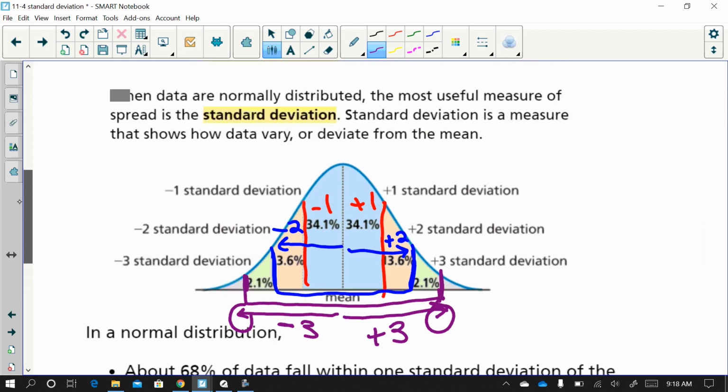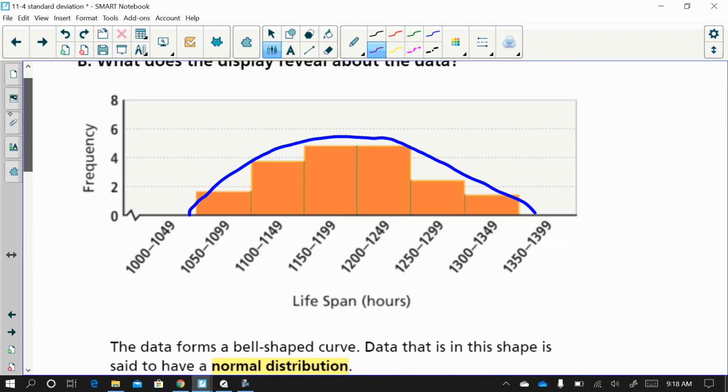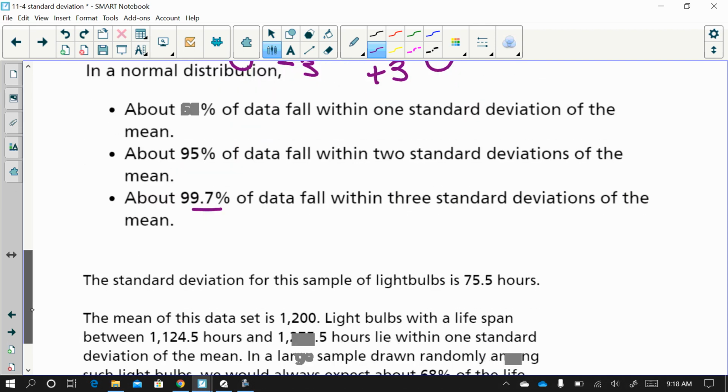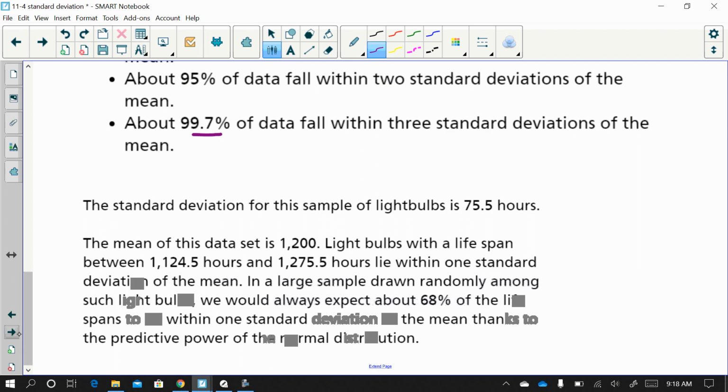So let's look back at our curve. They calculated the standard deviation for us. The standard deviation for this sample is 75.5 hours. We know the mean is 1200. So 1 standard deviation would be 75.5 hours more than that 1200, or 75.5 less than that 1200.